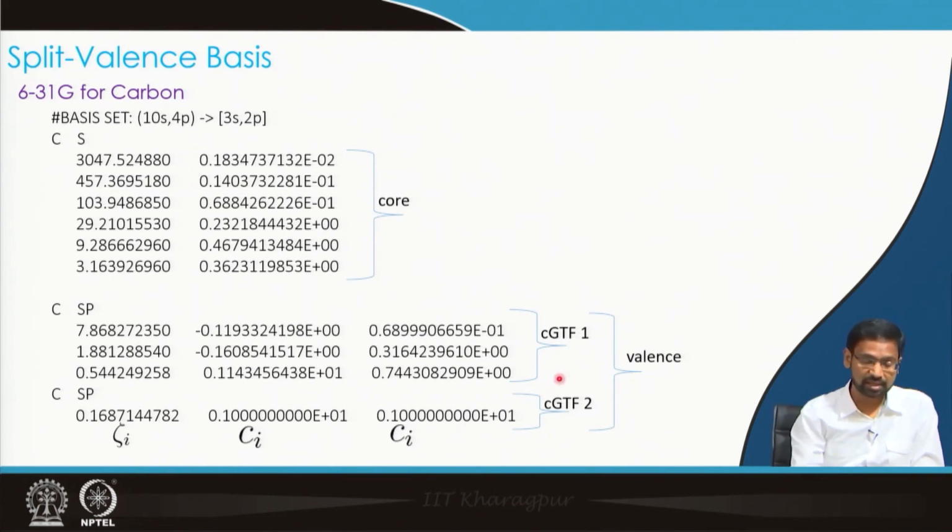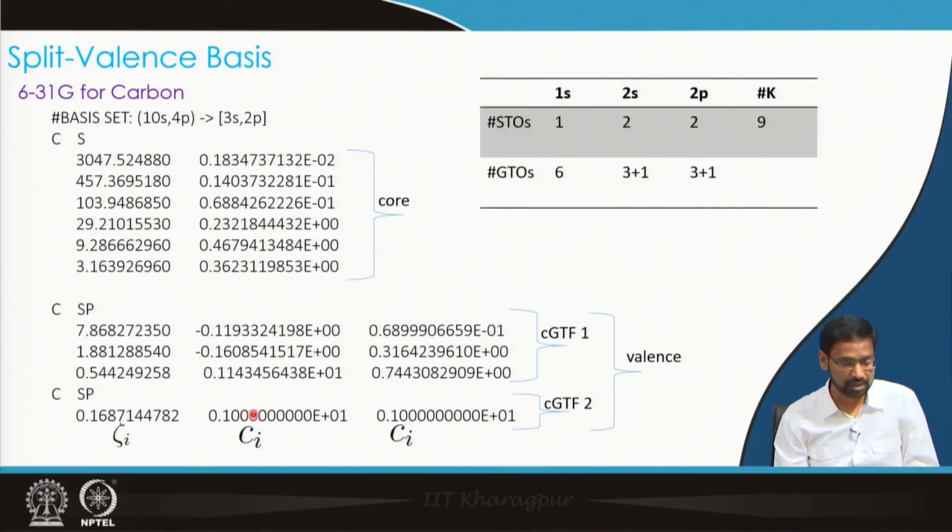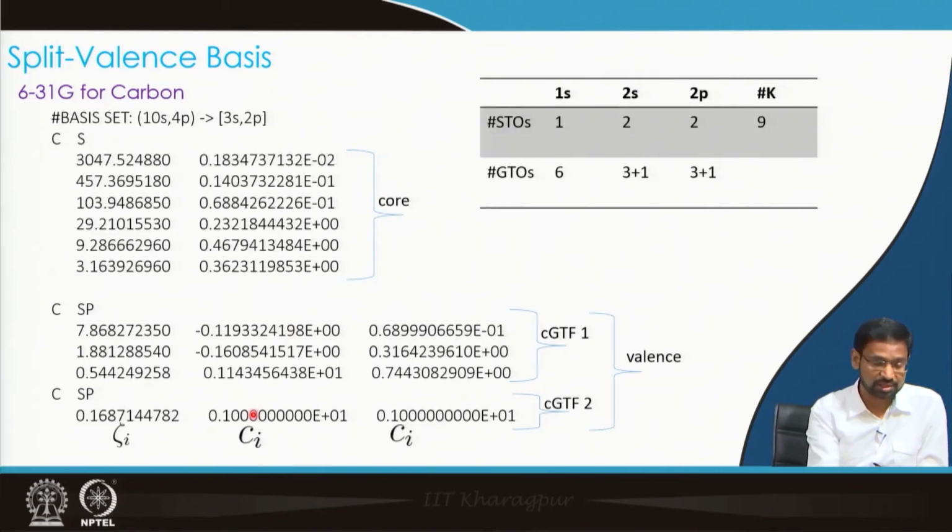So, this is again the 6-31G basis for the carbon atom. Now, what we do is establish its contraction scheme. To do this contraction scheme, this is how it is written down, but we will see how we are getting there.